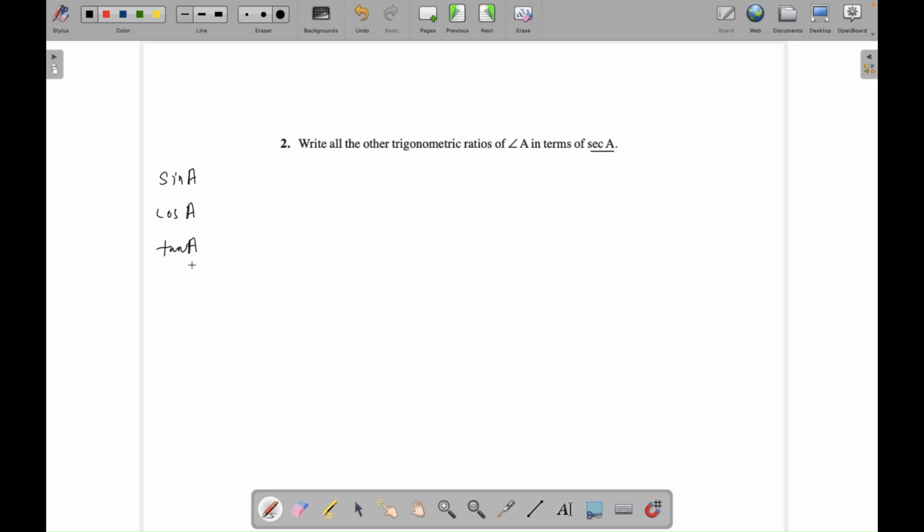Tan A and cot A are reciprocal of each other. So we can simply write cos A as 1 upon sec A. So this is done. Now coming to sin A. We have to relate sin A and sec A, right? So sec A and cos A are reciprocal. So we just have to find a relation that relates sin A and cos A, just like we did in the previous questions.